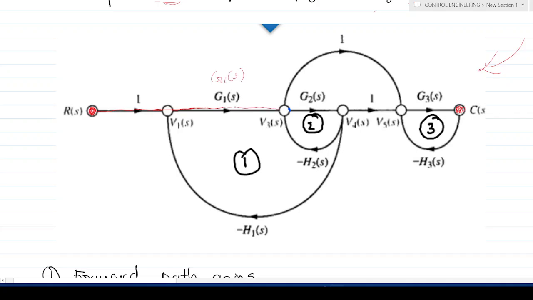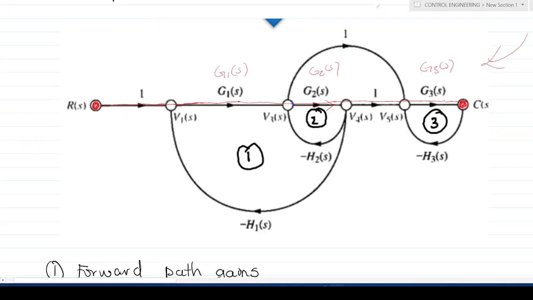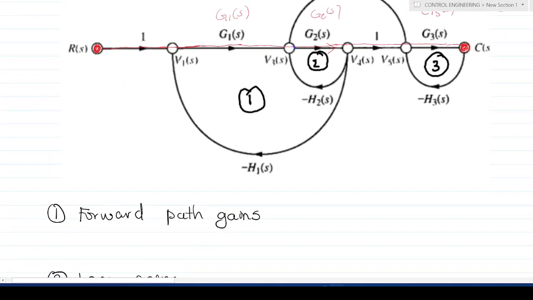Next, we can keep going straight. We keep going straight. This arrow is going this direction. So next, we have passed G2. And lastly, we're going to pass G3 here. And now we have reached the end. So we can safely say that our first forward path gain is G1, G2 times G3.